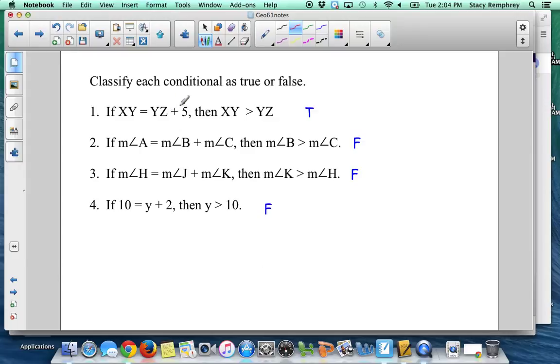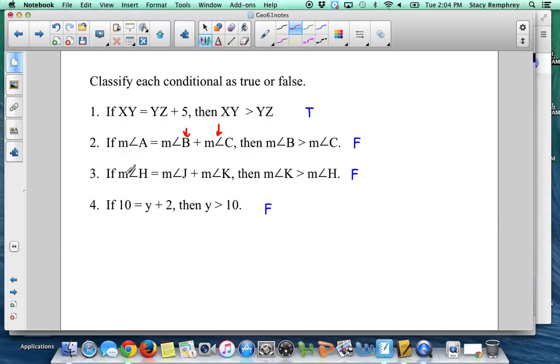All right, over here we have that. Sorry. XY is made of YZ and 5, so we know the whole has to be greater than either of its parts. So XY is going to be greater than YZ. That's true. In number 2, it's comparing B and C. We don't know anything about B and C. They could be equal. This could be true, but maybe C is bigger. So this one's going to be a false because we're not sure that this is definitely going to happen.